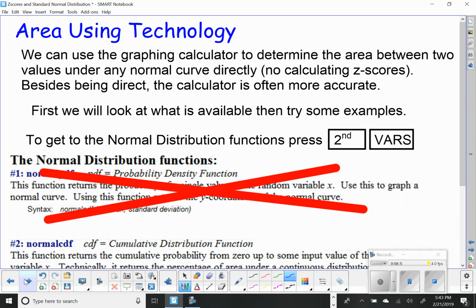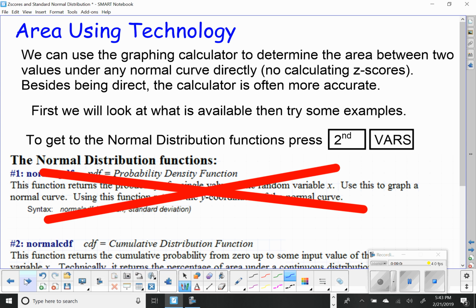Now, when we're using technology, we can use the graphing calculator to determine the area between two values under any normal curve directly. Means you don't even have to calculate z-scores. Besides being direct, the calculator is often more accurate. Now, this is for when those data values don't correspond with exactly 1, 2, 3 plus or minus standard deviations from the mean. Okay? If they do, you can use your empirical rule. Otherwise, you're going to need to use the calculator.